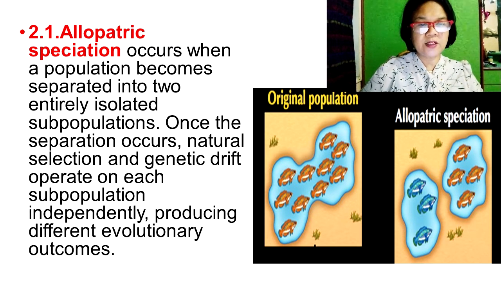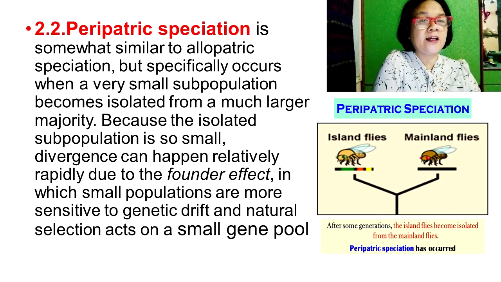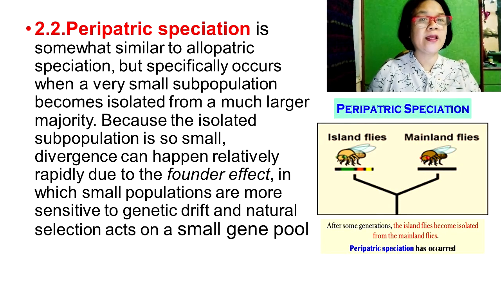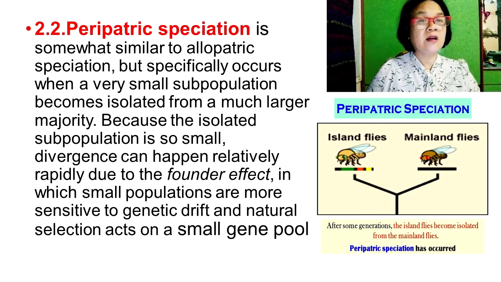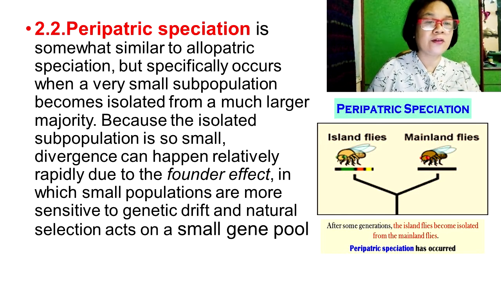The next one is peripatric speciation. So second, under this natural selection, you have peripatric speciation. This is somewhat similar to allopatric speciation, but specifically occurs when a small subpopulation becomes isolated from a much larger majority. Because the isolated subpopulation is so small, divergence can happen relatively quickly due to the founder effect.